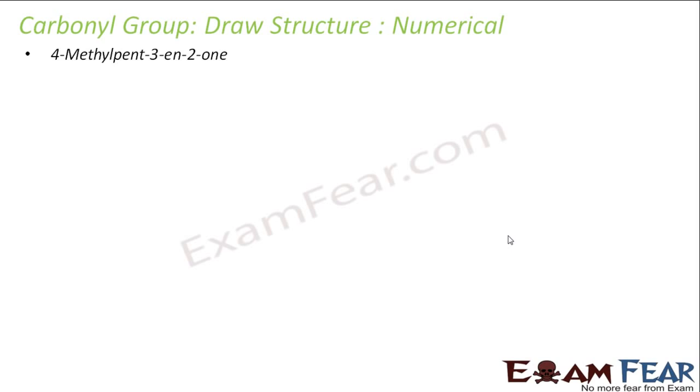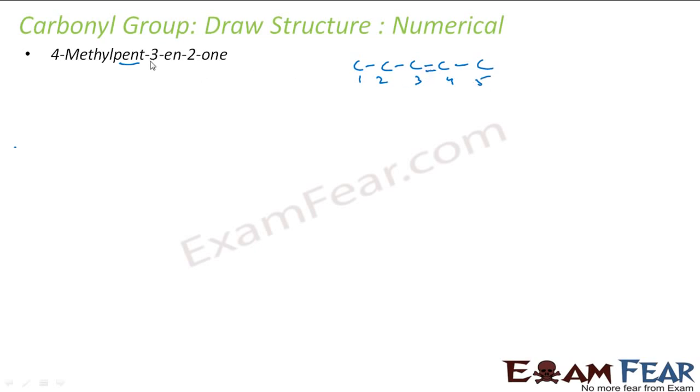Similarly, 4-methylpent-3-en-2-one. So it's pent, right? Let me first draw 5 carbons. 1, 2, 3, 4, 5. Pent is done. Let me number it. 1, 2, 3, 4, 5. Now at 3 I have ene. So at 3 let me put an ene.